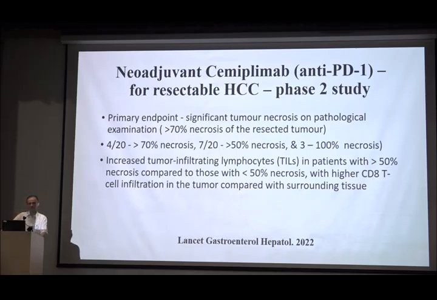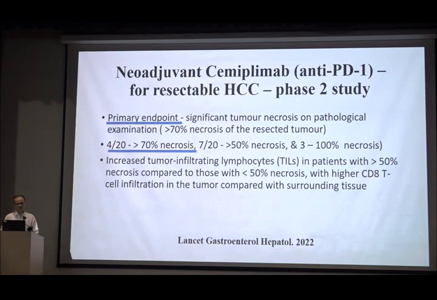Resection also is one of the curative intent, but has got a very high recurrence rate of close to 70% in the long run at the end of 5 years. So it is very understandable that this study was carried out. The primary endpoint was the significant tumor necrosis, which was defined in this study as more than 70% necrosis of the resected tumor, and it was achieved in close to 20% of these patients. And 3 patients actually achieved 100% necrosis, which is a good figure.